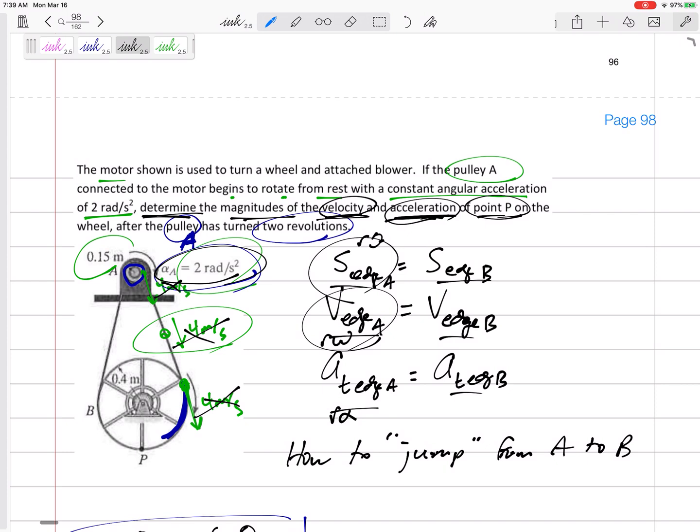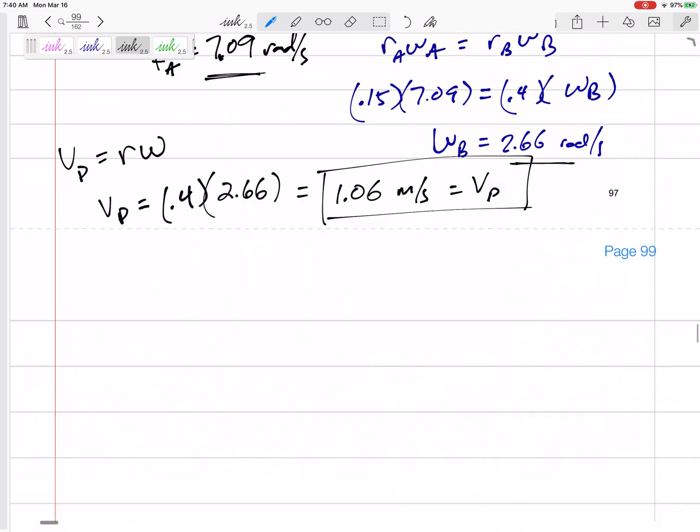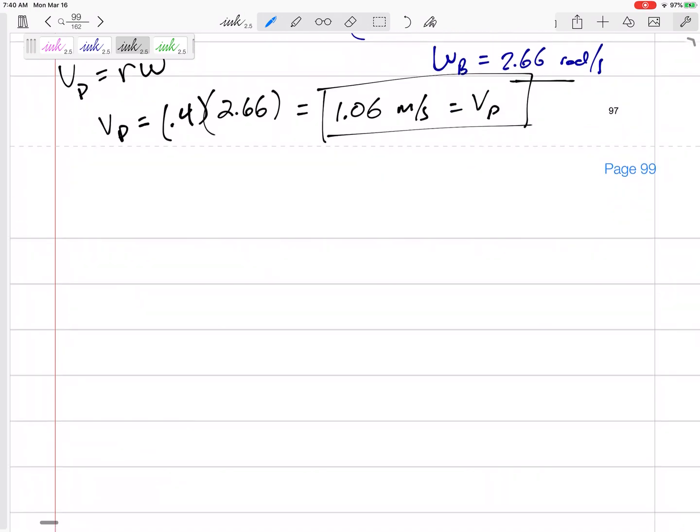If you're given the acceleration, let's just take that and jump that information. Let's take this 2 radians per second squared for the acceleration, the angular acceleration for pulley A, and let's jump that to the actual linear acceleration on point P. All right, so how do I jump from A to B? Well, I would say R_A alpha_A equals R_B alpha_B.